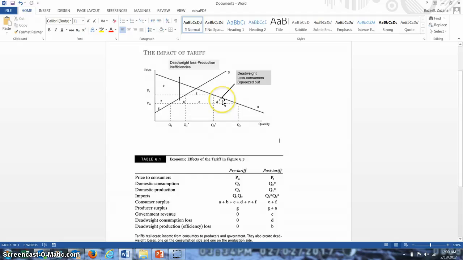Now B and D are deadweight. This is the loss on consumers that were squeezed out by the higher prices. And this is the loss of production inefficiencies, because all of a sudden there's not enough demand, so you have to produce less. Okay? So pretty much what it does, it reallocates the income from consumers to producers and government. So actually the consumers are on the losing end of every single tariff.